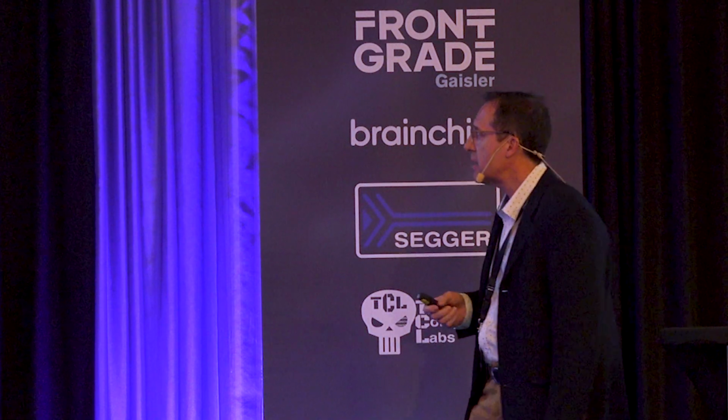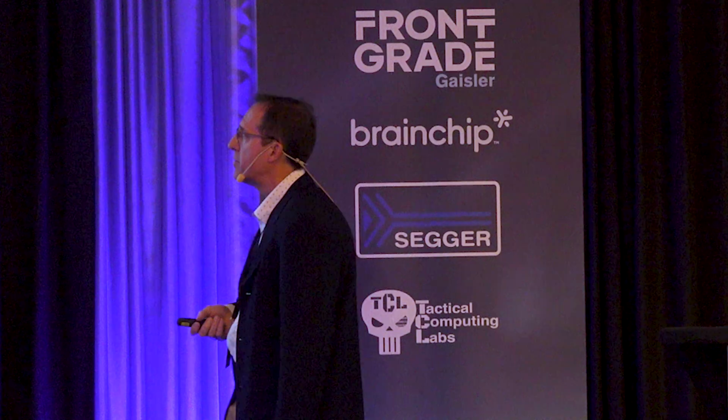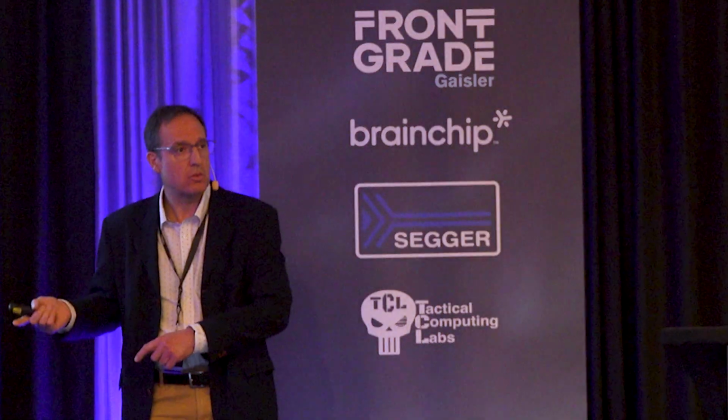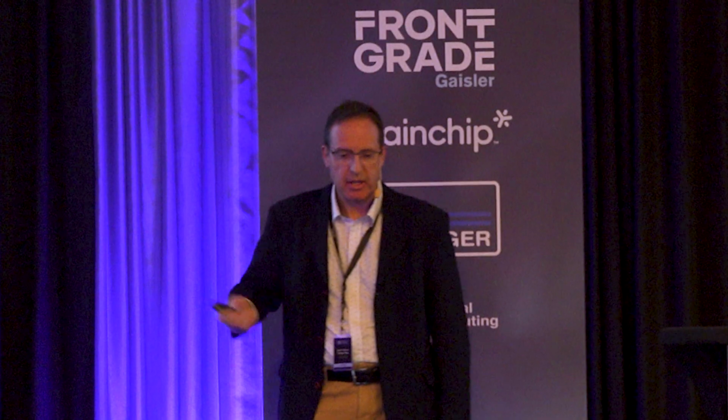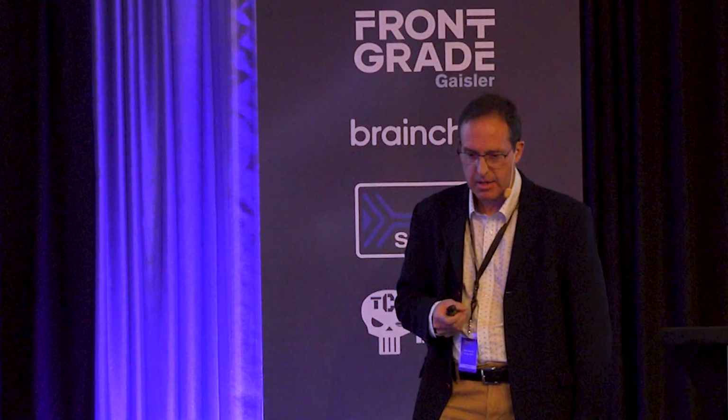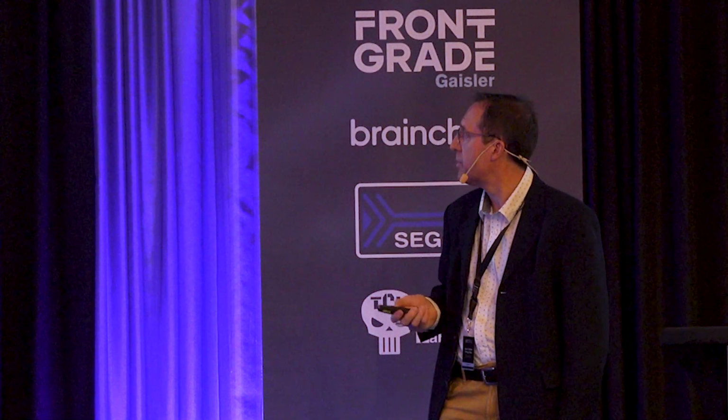And in addition, we took the newer RB32 processor, we put it into hardware and compared it with our core from the functional point of view to see that the implementation was properly done, with good results. We have also run the architecture compatibility tests for I, M, and F in simulation. They are running fine. And of course, we have run the direct tests, the stress tests, and constrained random tests.